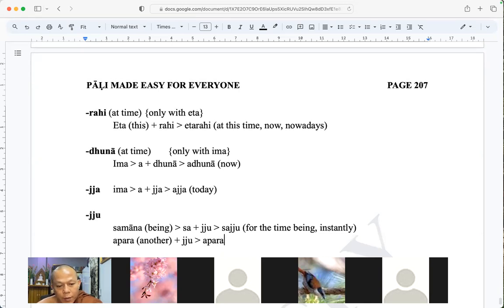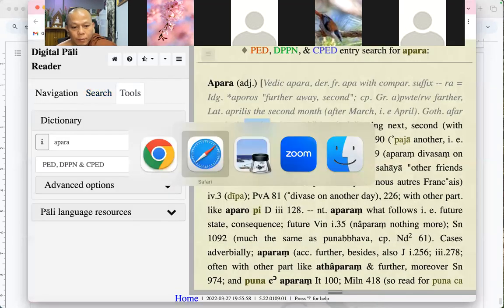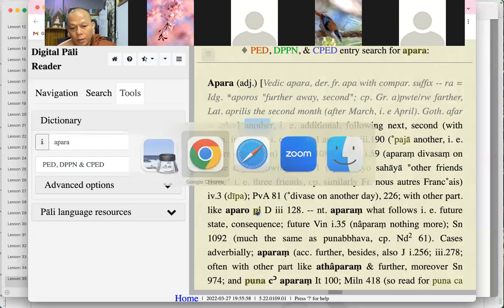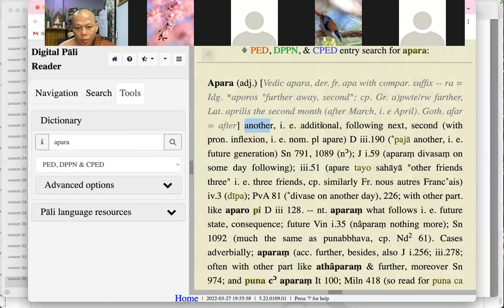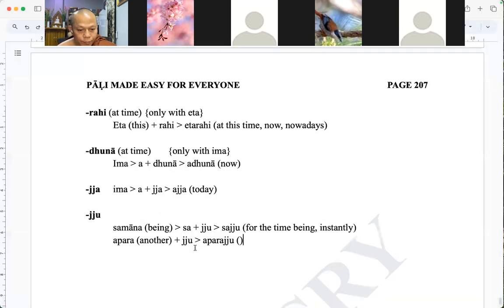And the two. So at that time, average. So the meaning of the average is, you see, on the following day. So on another day, or on the following day, or following next. Following is better. On the following day.